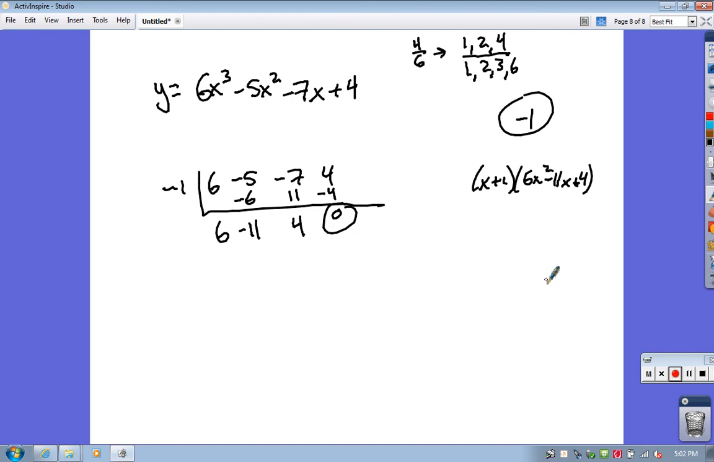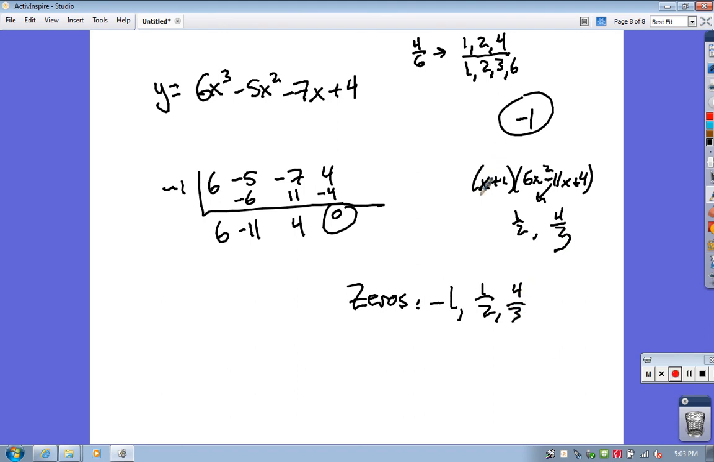Now I can work to factor that. I can use the quadratic formula. I'm going to grab my calculator and use the quadratic formula. So a is 6, b is -11, c is 4. And what I get is 1/2, nice, and 4/3, great. So my zeros on this are -1, 1/2, and 4/3.